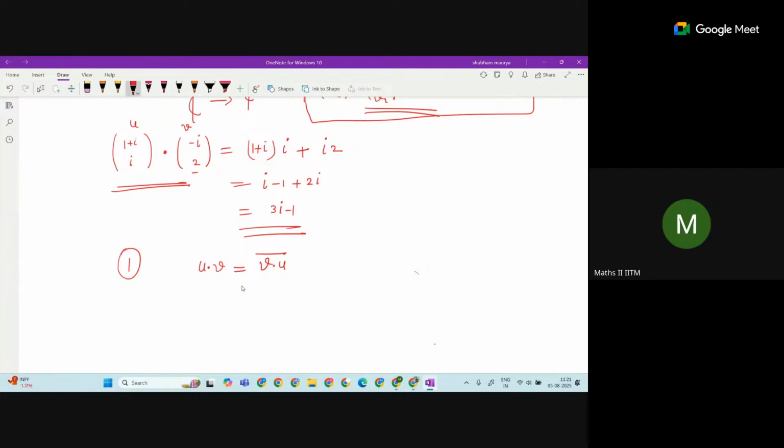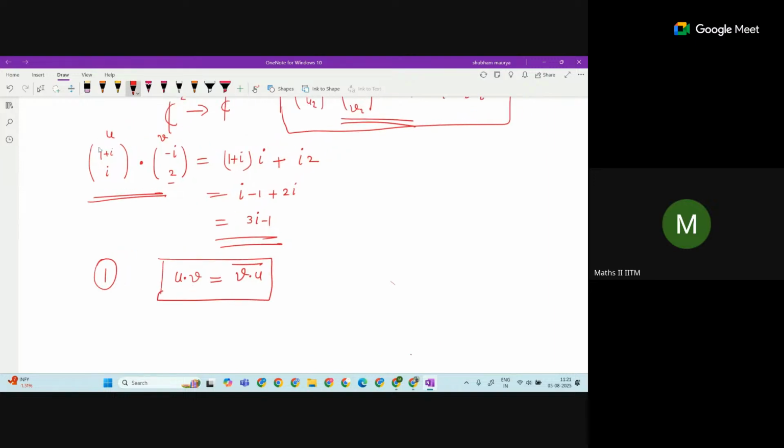Are you understanding the meaning of it? Let me show you with the example. I will take u and v the same as before. We have already found u dot v is 3i minus 1. Let's find now v dot u and then conjugate.